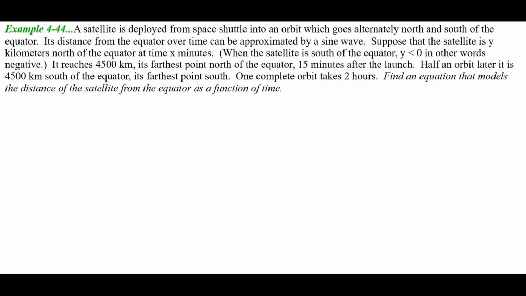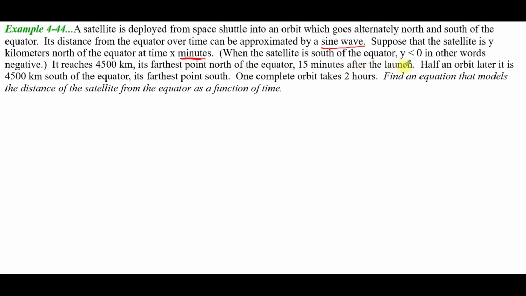All right, and then this question, we're talking about a satellite deployed from the space shuttle, and it's going to go alternatively north and south of the equator. Its distance over time can be approximated by a sine wave. Remember that this does not imply that we have to use sine. We can still use sine or cosine. Suppose that the satellite is y kilometers north of the equator at time equals x minutes. So this is just telling us to write our equation using y representing the satellite's position and x representing time, and that we should use minutes for time.